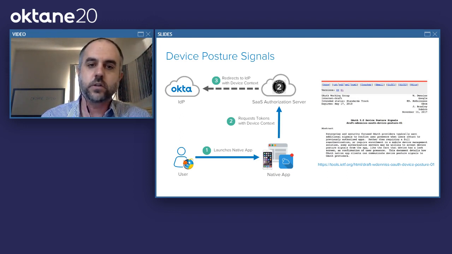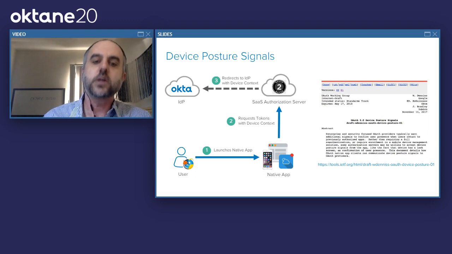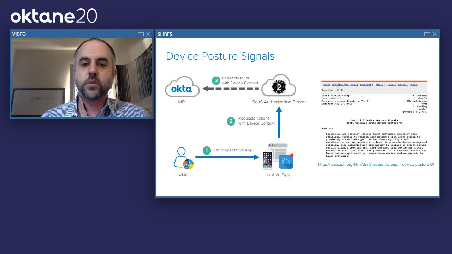And so in order to move the maturity model forward, the ecosystem might need to adopt a standard to establish this context and pass it on top of these OAuth flows, and integrate with the identity provider flow to establish end-to-end context between the user, their device, their backend, and the enterprise identity provider.